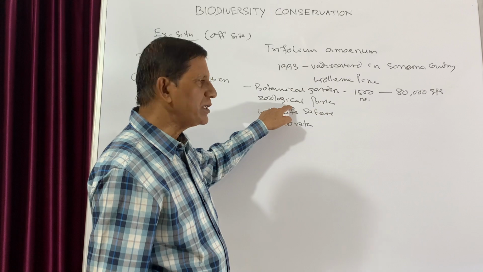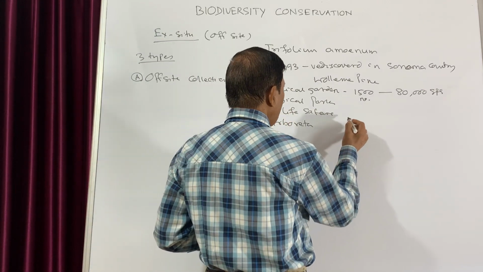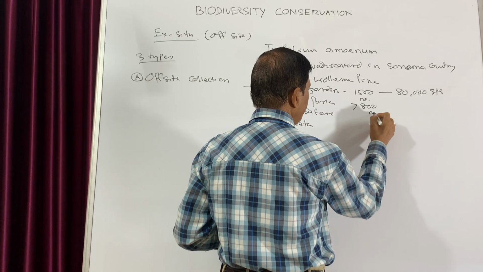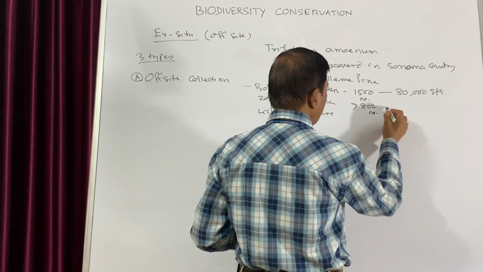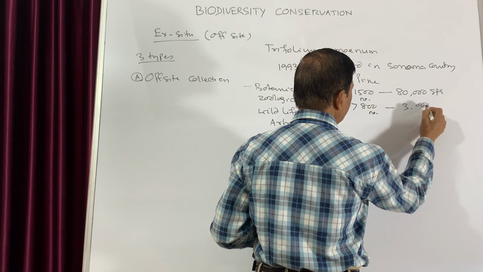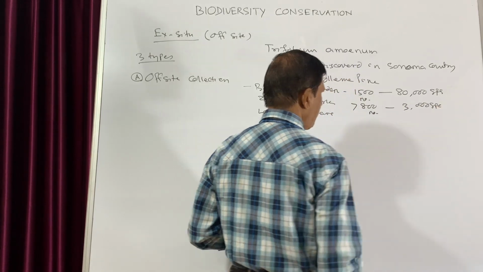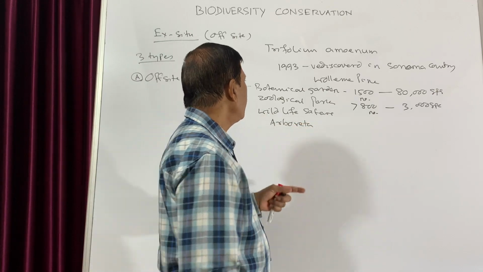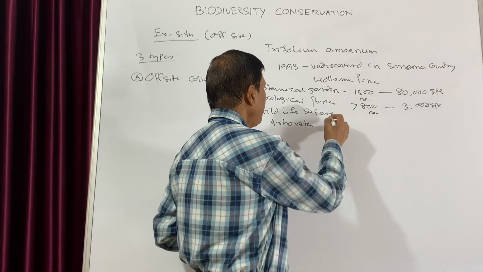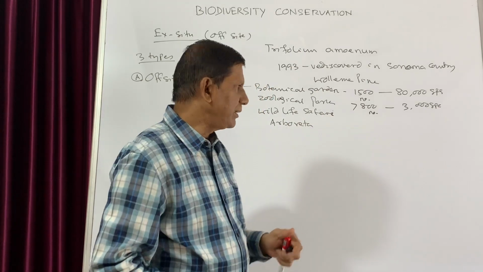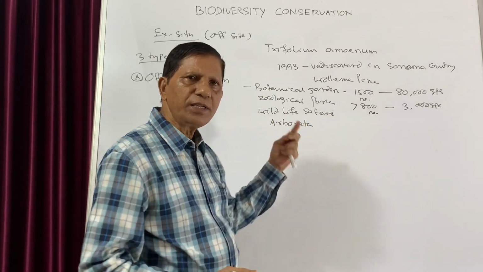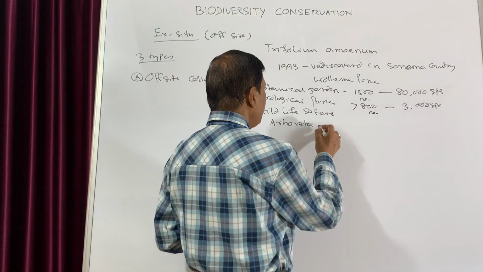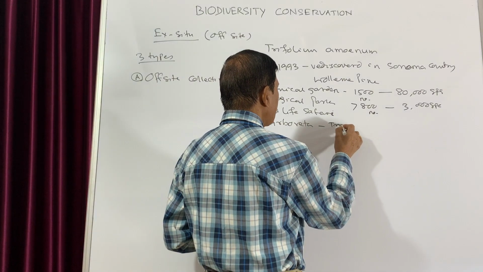Similarly, there are more than 800 zoological parks, and they are protecting about 3,000 species. Similarly, the wildlife safaris are usually present within the zoological parks. And arboreta are particularly for trees and shrubs.